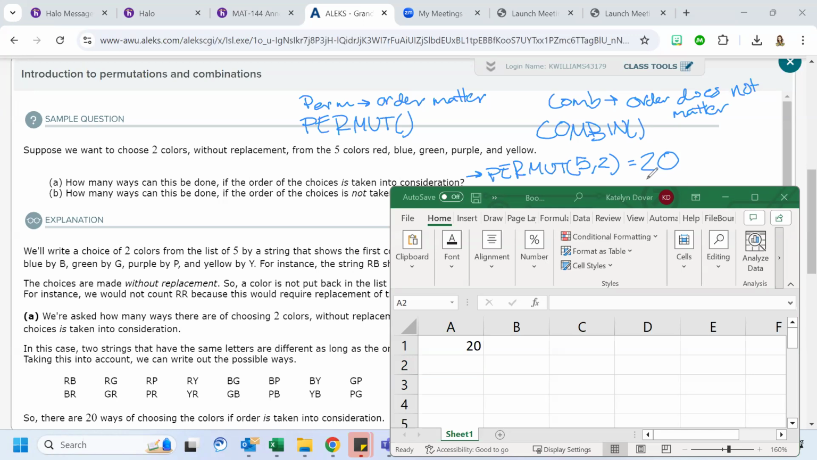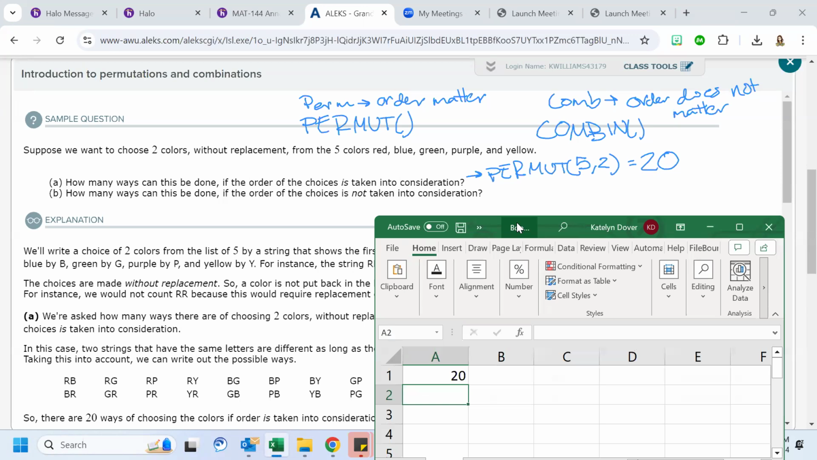All right, now let's talk about part B. Part B says, how many ways can this be done if the order of choices is not taken into consideration? So we don't care about the order in part B. When you don't care about the order, always make sure you're thinking about the problem as you reach into the bag of 5 colors. We grab 2 at the same time. We look at them both at the same time. There's no order to it. We don't care about which one was drawn first, which one was drawn second. We draw 2 at the exact same time. That's our combin.